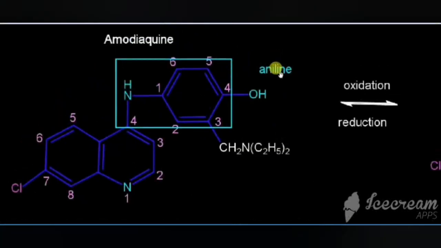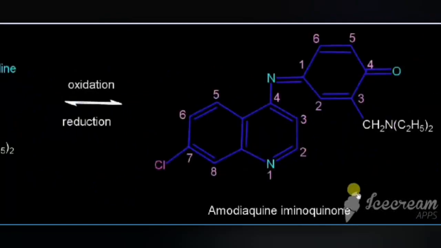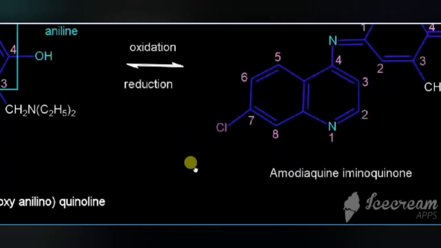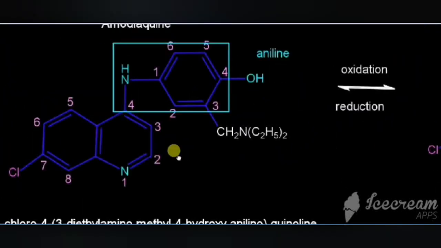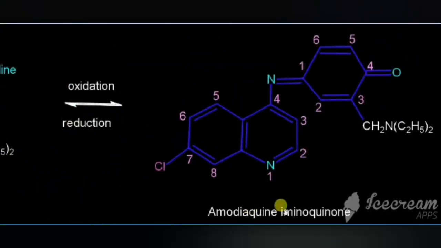Now we will see the reaction of amodiaquine. This amodiaquine on oxidation gives amodiaquine iminoquinone, as we already know. This is called hydroquinone and here we have nitrogen. So that can be called an iminoquinone. We are getting an iminoquinone derivative, which is also very toxic. So on oxidation, this is amodiaquine. Amodiaquine on oxidation gives amodiaquine iminoquinone.